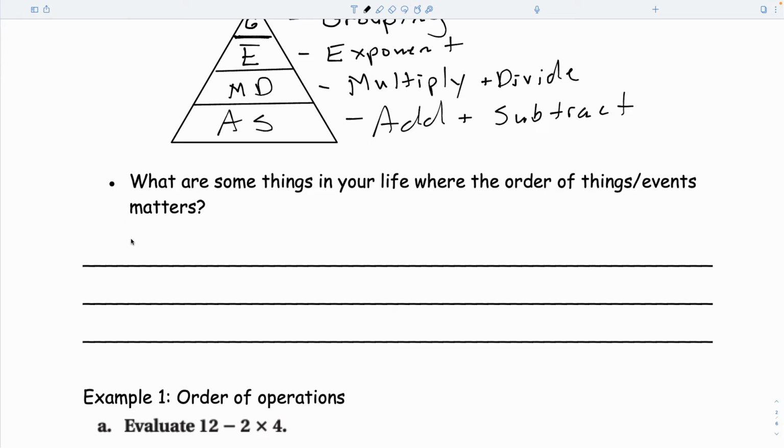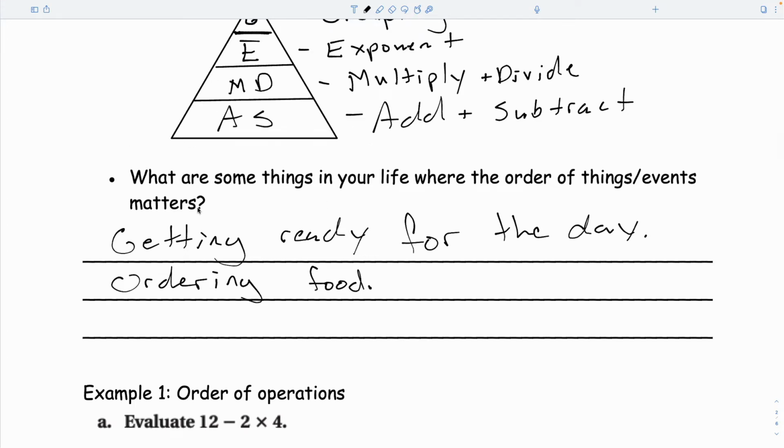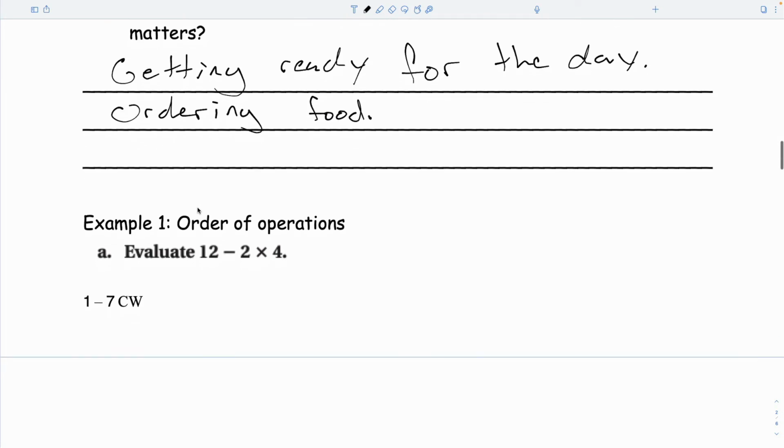Put on the line some options. So getting ready for the morning, or ordering food, getting ready for the day. There's a whole bunch of stuff that gets ordered in your life that you don't even think about, but the order matters. And just like that, in math, the order matters. You have to follow GEMDAS. It is the rule. So let's look at this.